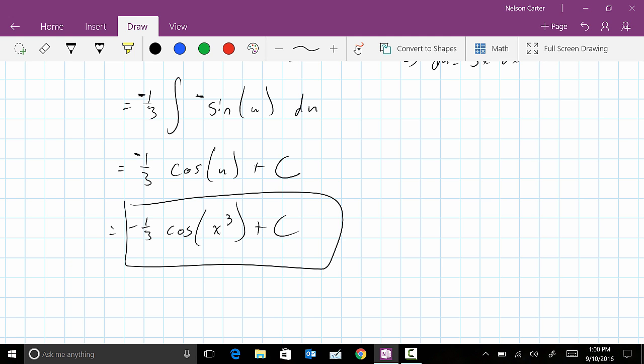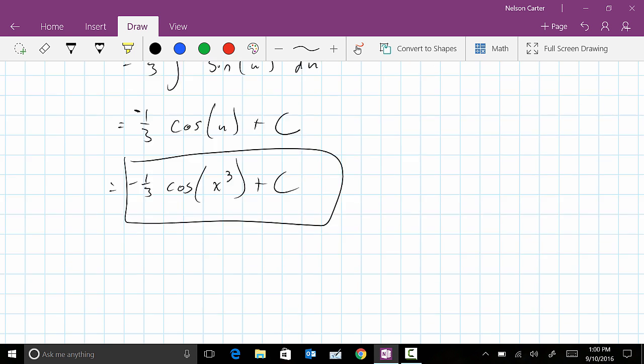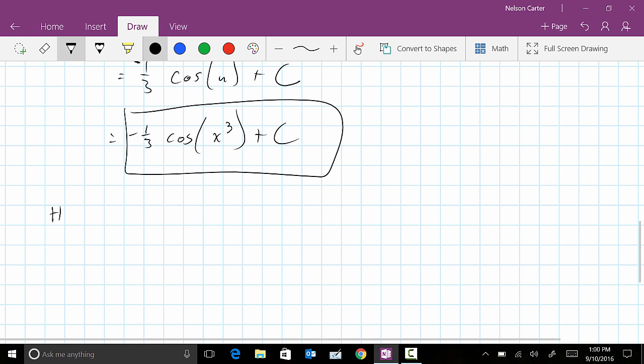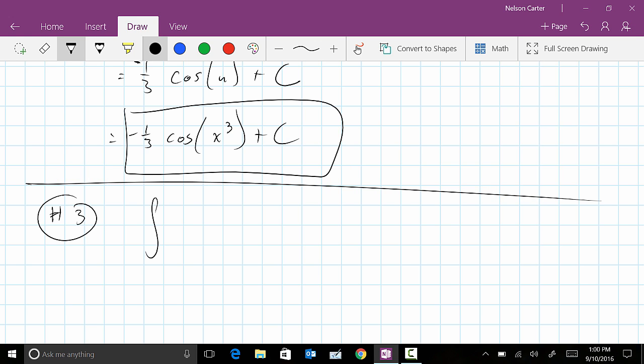Let's do another one. Okay, yeah, let's do another one. All right, so this is going to be number 3. All right, so here's one. You have the integral of 1 minus 2x all to power 9 dx.